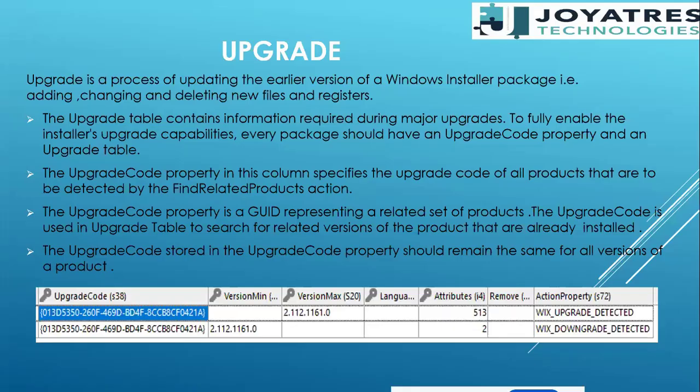So the upgrade table contains information required during major upgrades to fully label the installer upgrade capabilities. Every package should have an upgrade code property and an upgrade table. So this is an upgrade table. This thing you have to add. The upgrade code property in this column specifies the upgrade code of all products that are to be detected by the FindRelatedProducts action. FindRelatedProducts is one of the actions which helps to find which version is installed on the user's machine and what is the version which you have mentioned in the upgrade table. And as per that, it is going to upgrade the application.